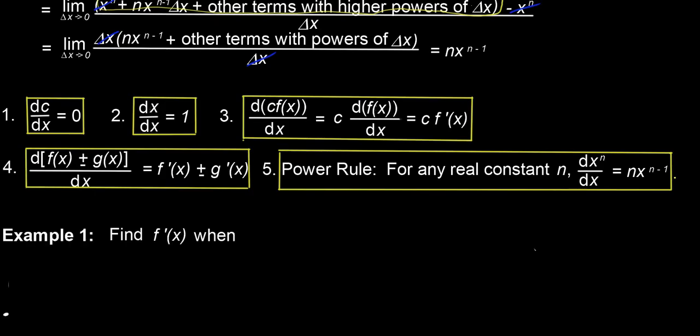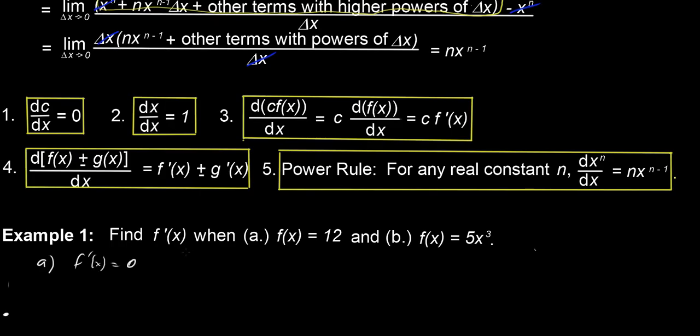So here's an example. I want to find f prime of x, first off, when f of x is 12, and then when f of x is 5x cubed. Okay, so the first one, part A, f of x is 12, so f is a constant. We know from our first shortcut the derivative of a constant would be 0, so f prime in this case would just be 0.